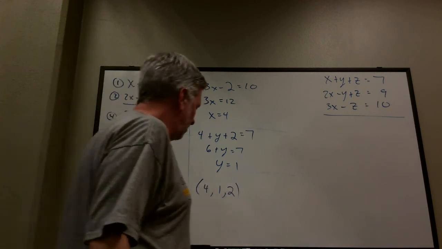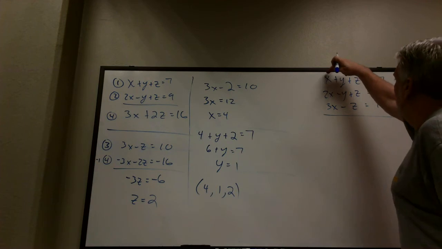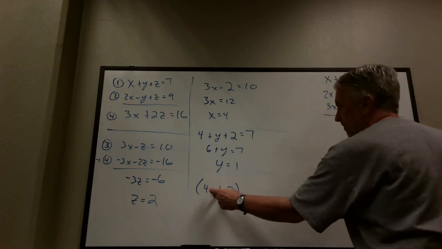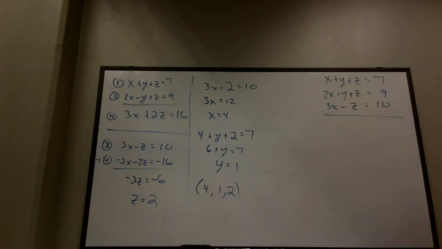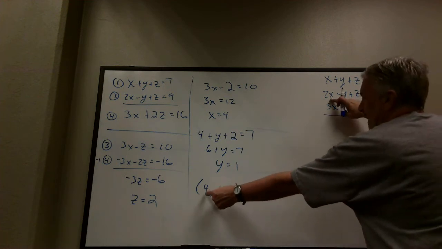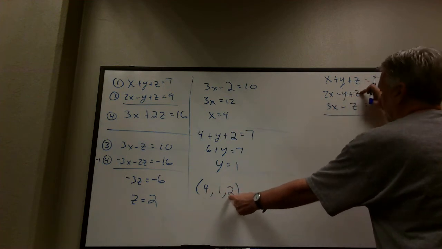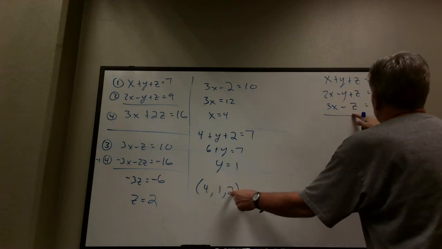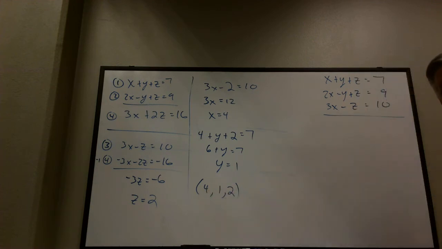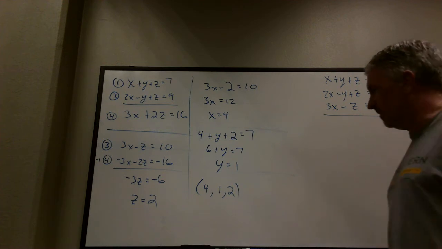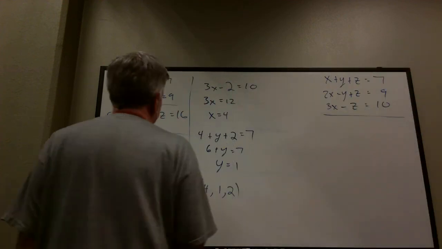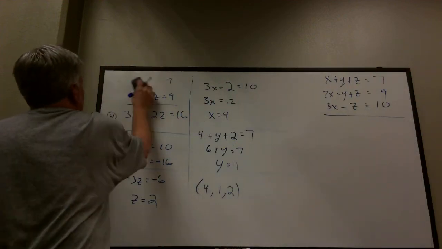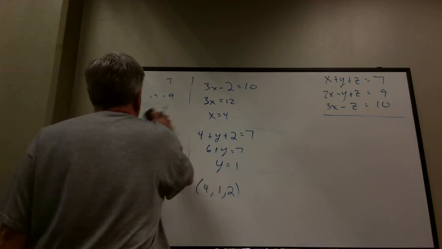All right, let's see if that works in all 3 equations. x plus y plus z is 7: 4 plus 1 plus 2 is 7. 2x, that's 8, minus y is 7, plus 2 is 9. And 3x, that's 12, minus z, 2, is 10. That's great, it works. So we have a solution again. Well, that wasn't too bad. But you can save yourself a little work by looking ahead.